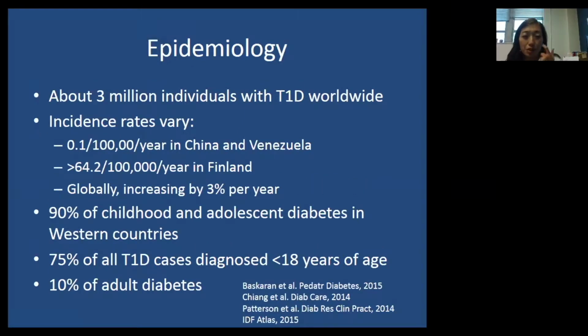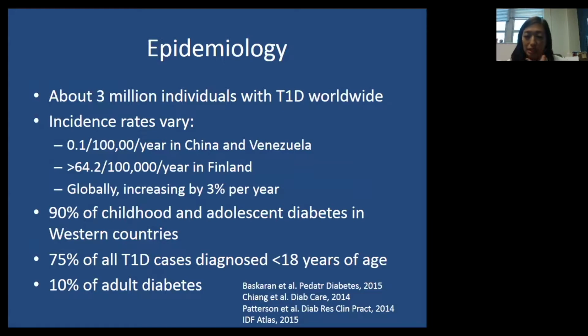So there's about currently 3 million individuals with type 1 diabetes worldwide. However, the incidence rates vary by country, as you can see here. So for China, Venezuela, the incidence rates are extremely low. However, in Finland, neighboring countries, the incidence is generally above 64 per 100,000 per year. And globally, we see that the incidence of type 1 diabetes is increasing about 3% per year.